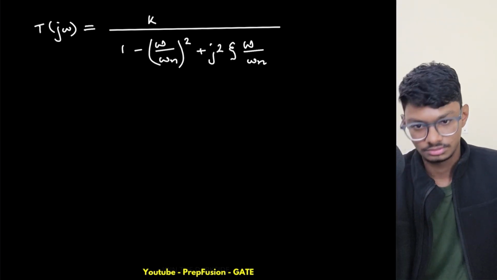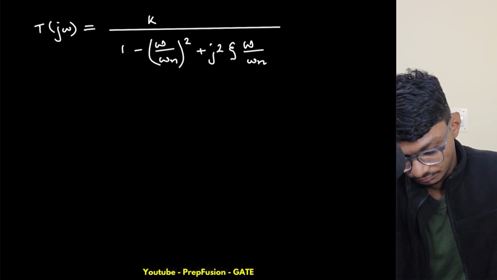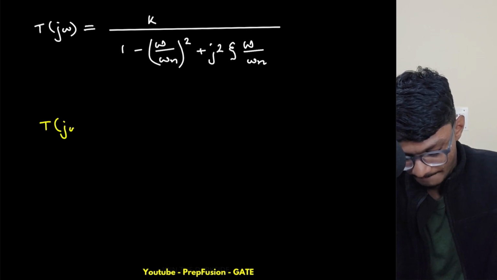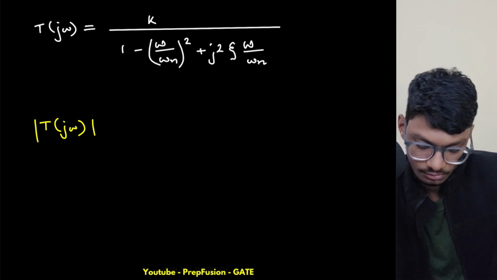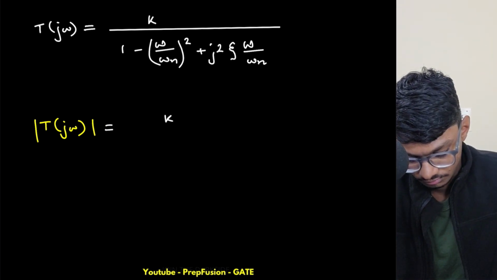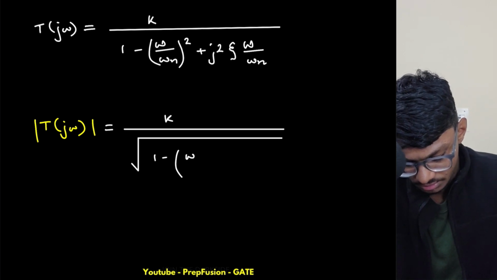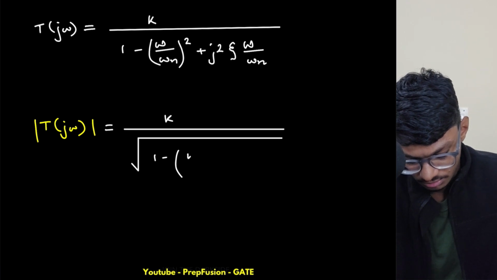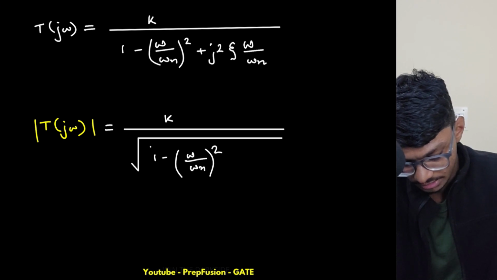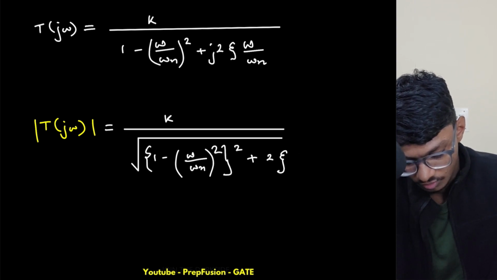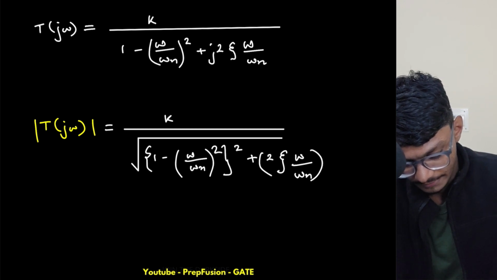So what will be the magnitude of T of j omega? It is K divided by under root of 1 minus omega by omega n whole square, whole square again, plus 2 zeta omega by omega n whole square.